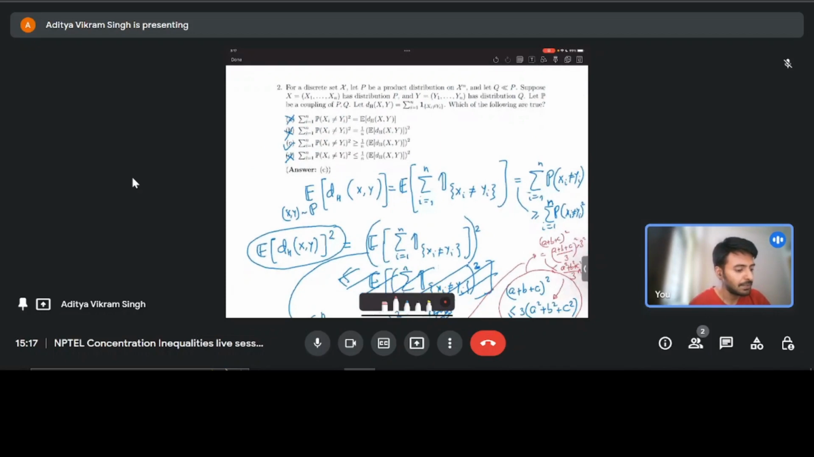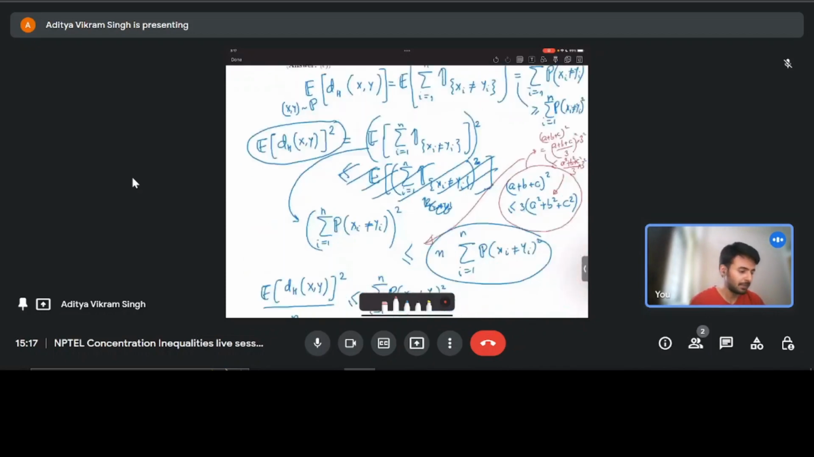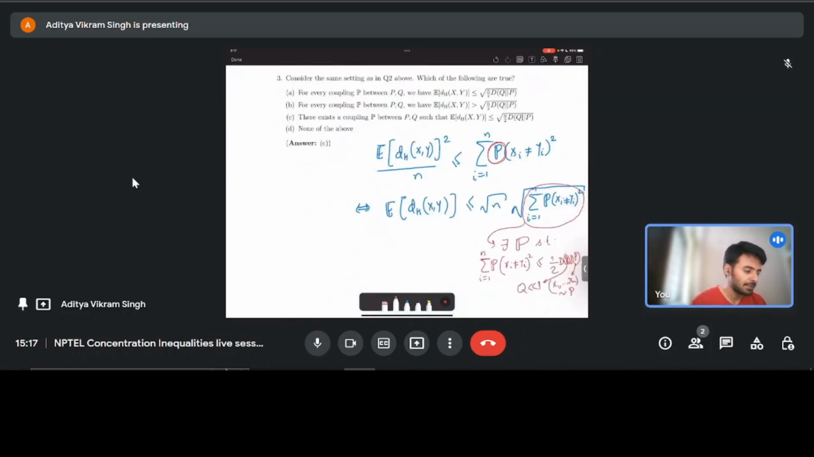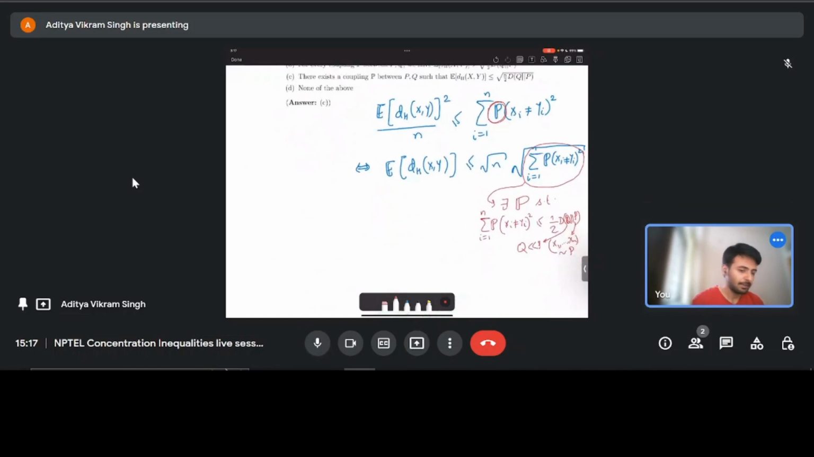So P is a product distribution, and this is important here. We use the fact that x1 to xn are independent. Basically, P is a product distribution, and Q is something which is absolutely continuous with respect to it. And then there exists a coupling P. This is what is known as Marton's coupling.